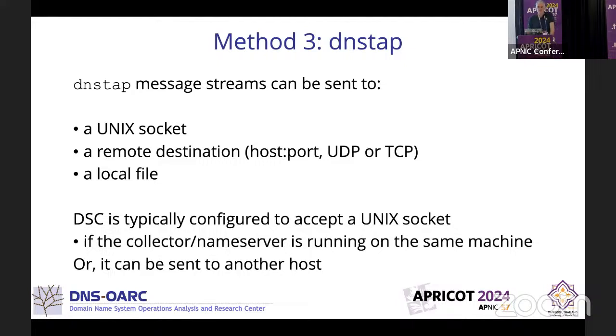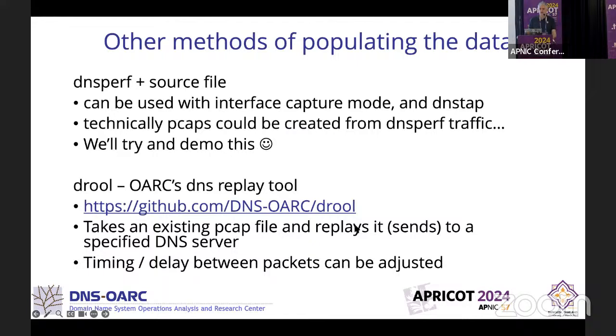DSC is typically configured to accept a Unix socket, because if you're going to put DSC on your name servers, for convenience you collect the data and turn it into XML files as close as possible to the source and ship them later. Then you'll do that over a Unix socket. If you want to do it remotely, you do it remotely. The collector and name server can be running on the same machine, or you can send it to another host.